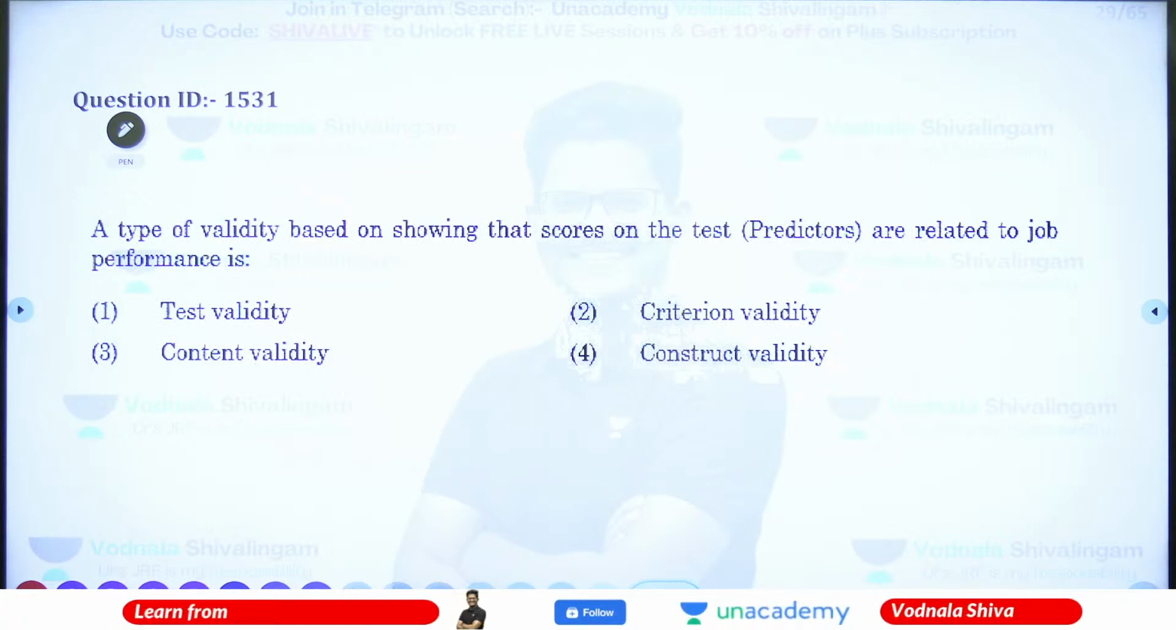A type of validity is based on showing that scores on the test predictors are related to job performance.